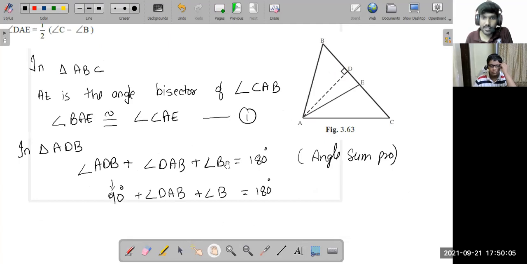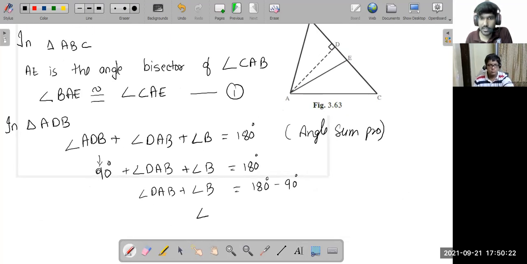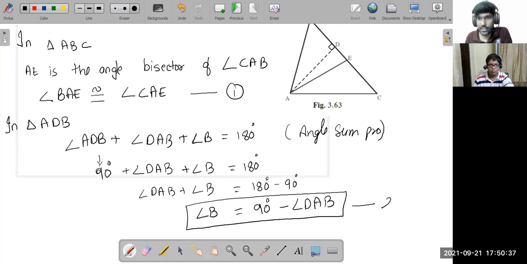So you take this 90 on the other side. It will become angle DAB plus angle B equal to 180 minus 90, which is 90. So keep angle B this side and take DAB on the other side. So it will become 90 degrees minus angle DAB. So I got angle B. Number it as equation 2. Did you understand this? Yes, sir. Okay.